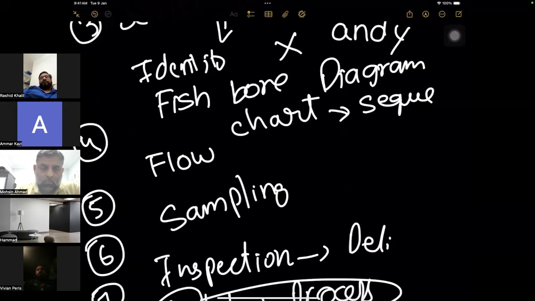Then fishbone diagram, also known as root cause analysis or why-why diagram, is used to identify the real problem in it. Sampling: when we want to collect from large data, we use sampling.